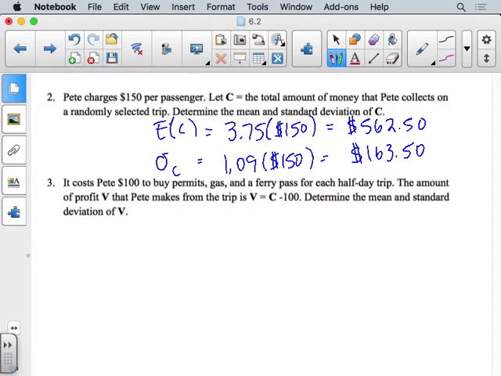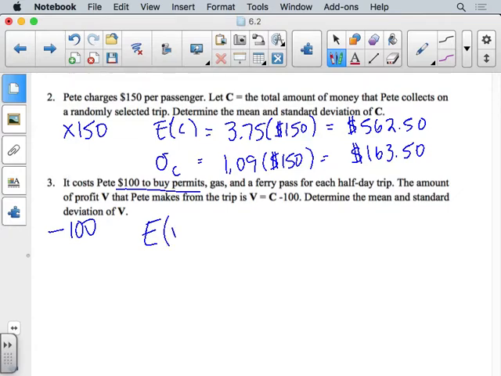Alright. But it costs Pete $100 to buy permits, gas, ferry pass for each trip. So what is his total profit? So determine the mean and standard deviation. So the expected amount. So what we're doing is we have to take away 100. On this one we were multiplying because it's per passenger. On this one though, it's just a flat rate for however amount of trips minus 100.